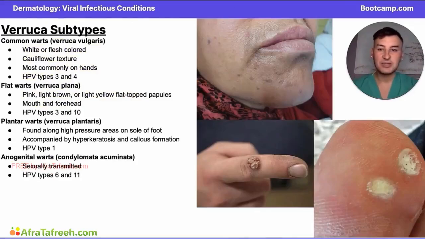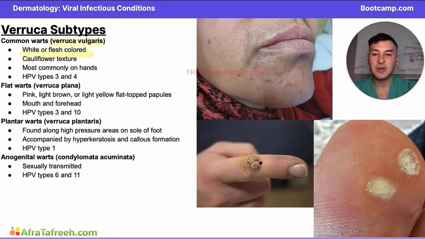Let's move into some different types of warts that we have. So we'll start with common warts, which are called verruca vulgaris. So these are going to be white or flesh colored. Down here, I'm highlighting an example. It's really, really rough. You're going to find them most commonly on the hands, and they're going to be super rough, cauliflower-like texture. And you can appreciate that here in this picture.